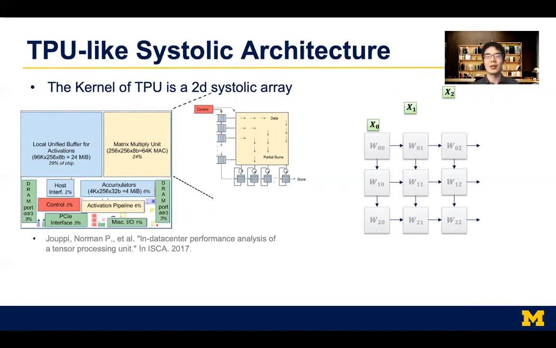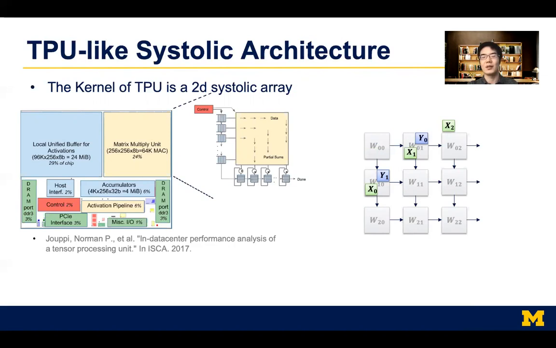Assuming the weight is preloaded onto the systolic array, it's actually a 1-to-1 matching. So the input X will be sent from the top and stream down to the bottom. The PEs will perform the corresponding MAC operations. In the first cycle, X goes down and X0 will be multiplied by W00 and generate the partial sum Y0. In the second cycle, X keeps going down and Y0 will be accumulated with the product of W01 times X1.